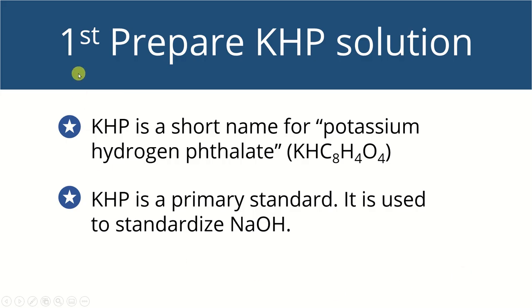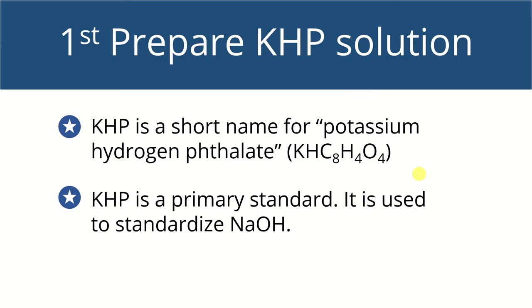Okay, part one. This is the preparation of solution. You did this since semester one. We're gonna prepare KHP solution. KHP is a short name for potassium hydrogen phthalate. The formula is shown here. This is a primary standard. It is used to standardize sodium hydroxide. So this first part is only to prepare solution. Everyone must do this in the lab.